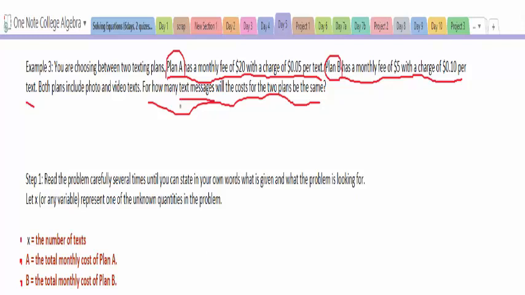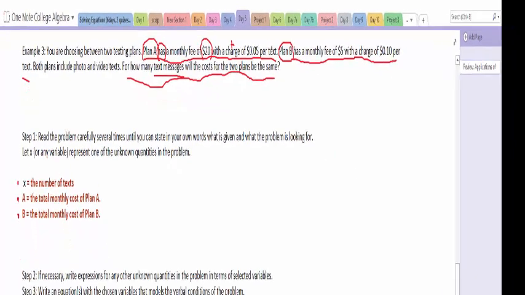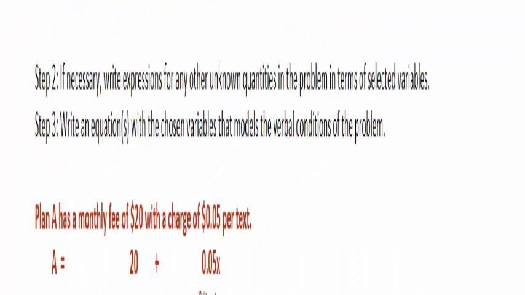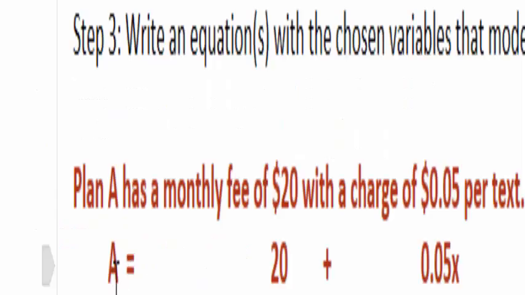The question says that plan A has, which is a form of the word is, which means equals. So plan A equals $20 per month plus 5 cents per text. And that can be written A equals $20 plus 5 cents per text. So when we write an equation for plan A, has, remember, is a form of the word is, which means equal to. So A equals $20 plus our $0.05 per text.